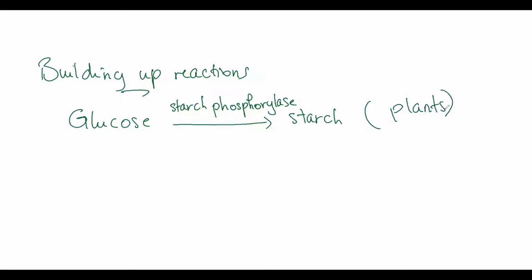Okay Kenzy, what is the chemical in animal bodies? In plants there is starch. What about in animals? Glycogen. Glycogen. Excellent. Bravo. Okay, so this is an example of the building up reactions.